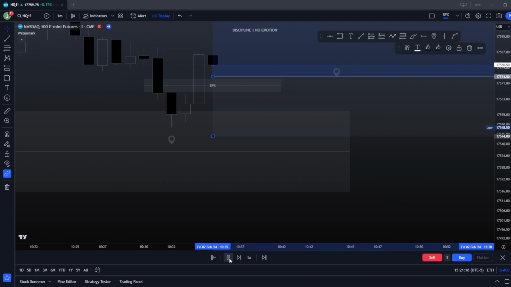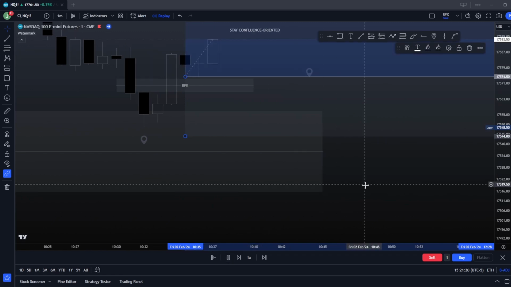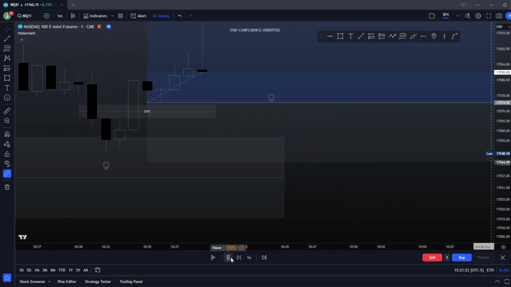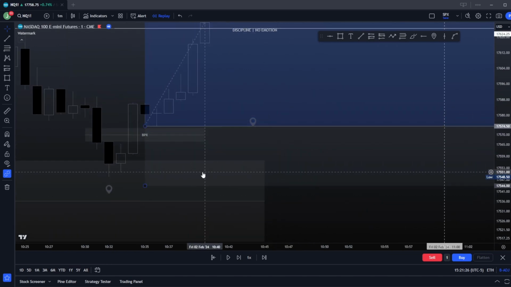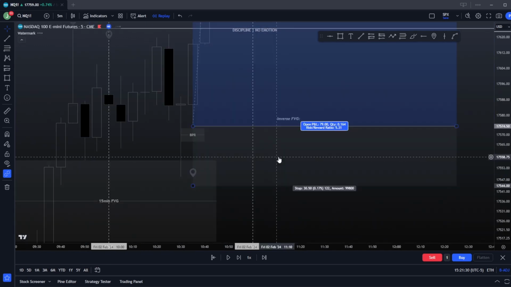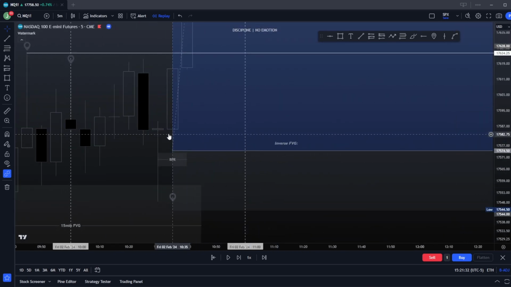But let's let price play out a little bit more. Okay. So this is good. This is nice. So we have now at this point created our next 5-minute candle. Full body candle. Very, very bullish.